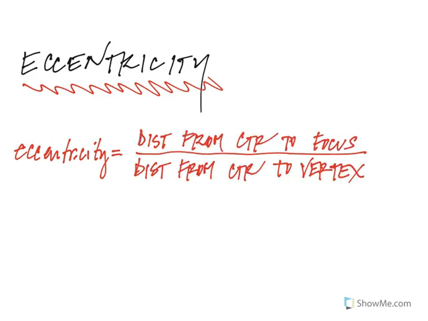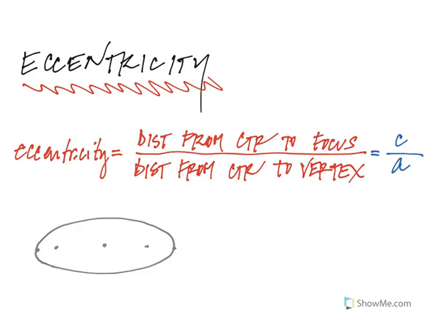The numerator being the distance from the center to the focus, and the denominator being the distance from the center to the vertex. These are sometimes noted by using the variables C and A. So again, distance from center to focus over distance from center to vertex. Let me show you a quick picture here.